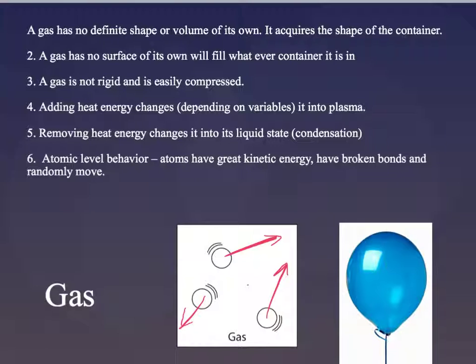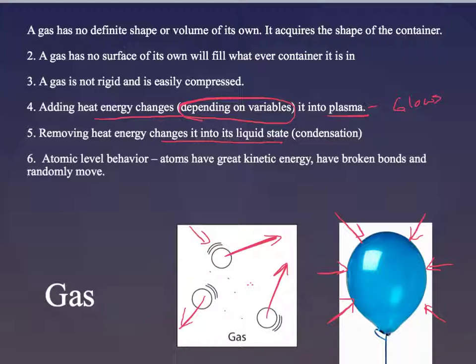You can see from all of the space between our atoms that we could, by putting pressure, actually compress our gas down to fill a smaller volume. Removing or adding heat energy changes it, depending upon its variables, into a plasma. A plasma exists when the atoms are moving so quickly that the electrons are stripped off and it glows. But removing heat energy changes it back into its liquid state. This is condensation.